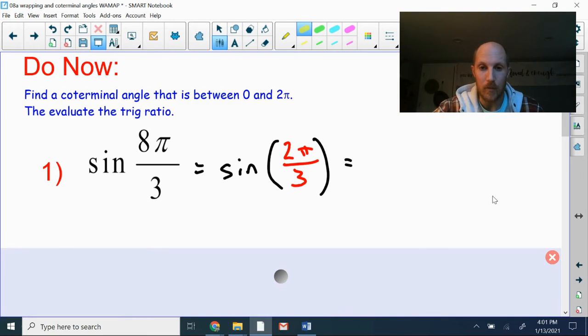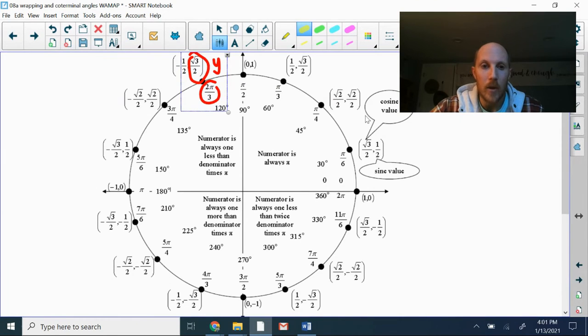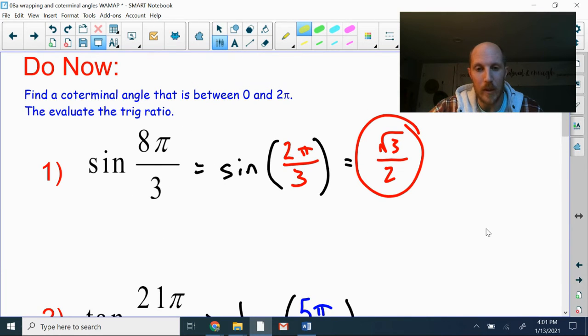So sine of 2 pi over 3 is going to give me the same value. It's an equivalent problem. Now I'm going to go to my unit circle and find out what is sine of 2 pi over 3. So here's 2 pi over 3. The y coordinate is radical 3 over 2. So I'm going to write that down as my final answer.